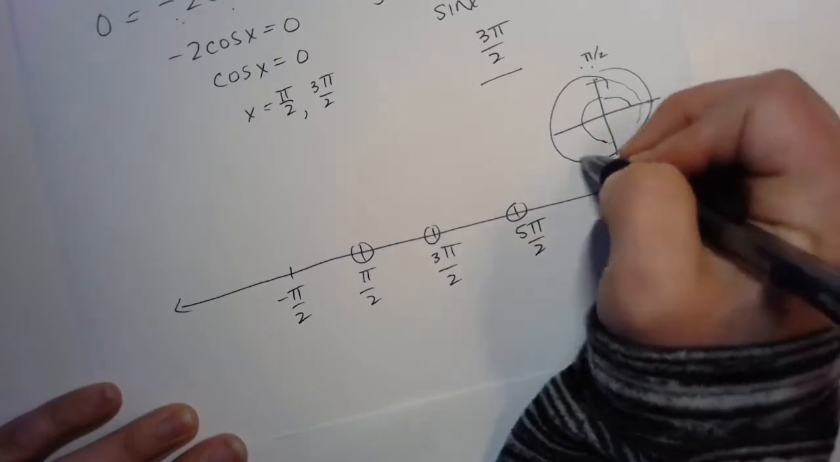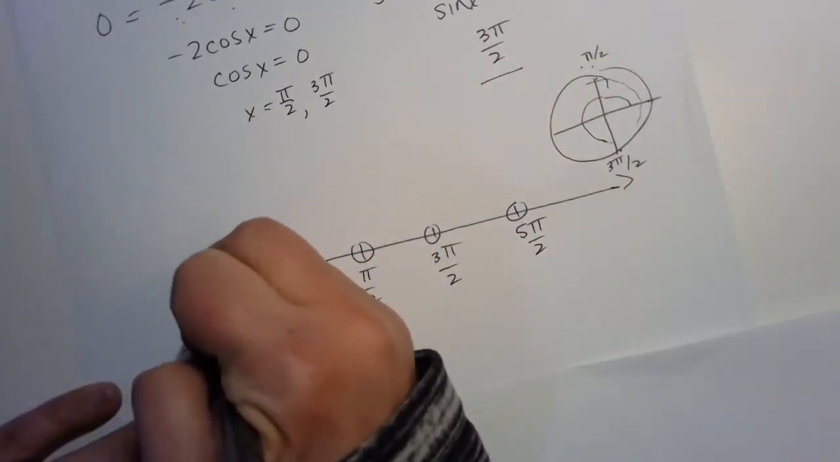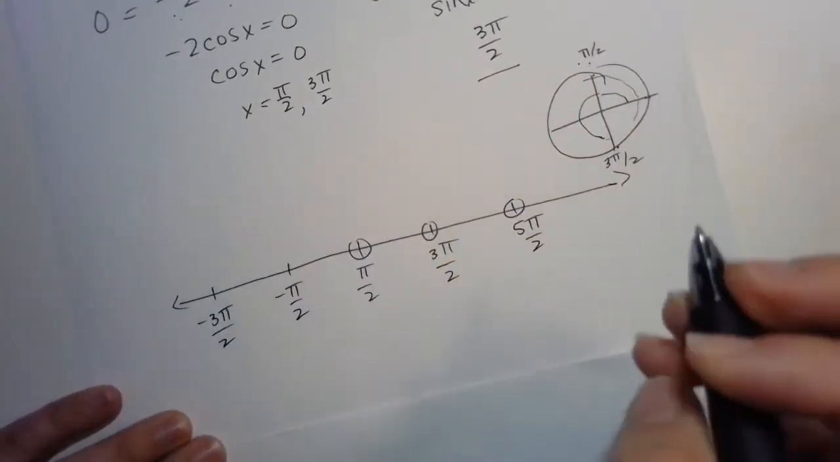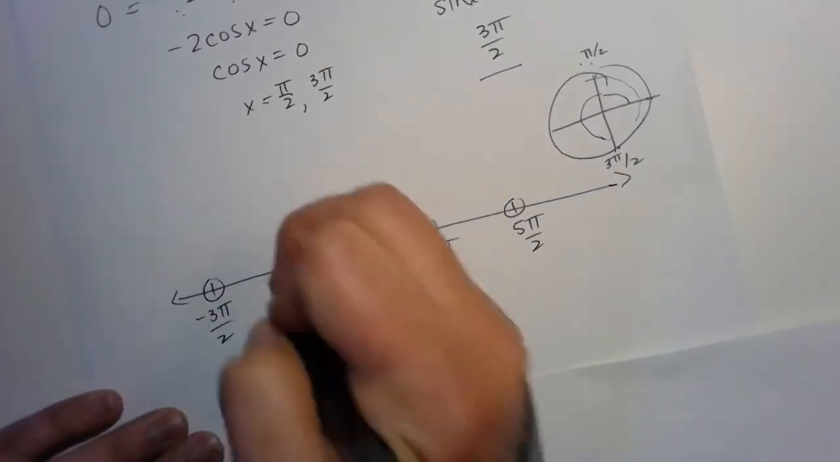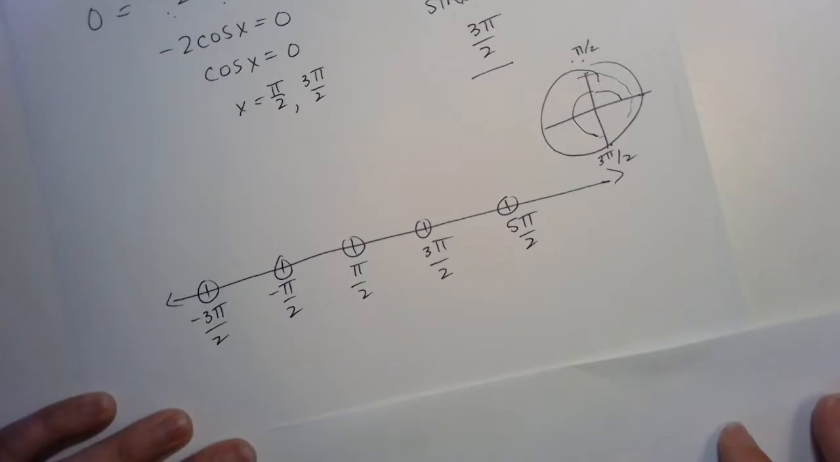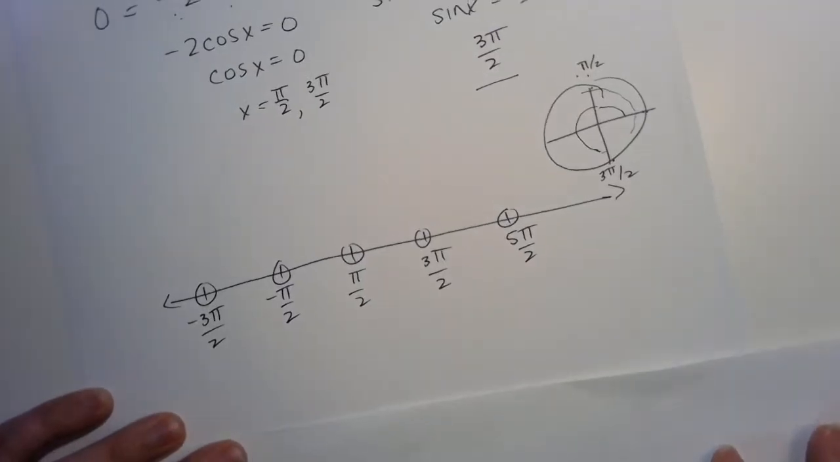And then to get up here going backwards, this would be negative 3 pi over 2. So there, I've got 1, 2, 3 positive ones and 2 negative ones. We'll see what that does for us. Okay, all right, so let's see. We need to test in between these now.